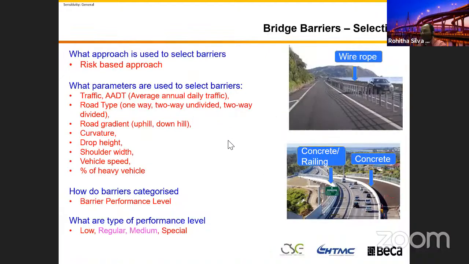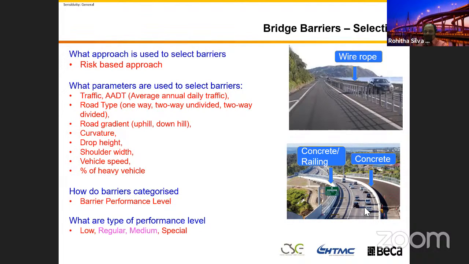The next slide, how are we going to select, what are the types of bridge barriers we have? We have a concrete one, we have a concrete with railing, and we have a wire rope. We don't use that one in bridges, it's not common. How do we select a barrier? When we select the barrier, any engineering design is based on the risk. It's a risk-based approach. Then, yeah, it's quite obvious.